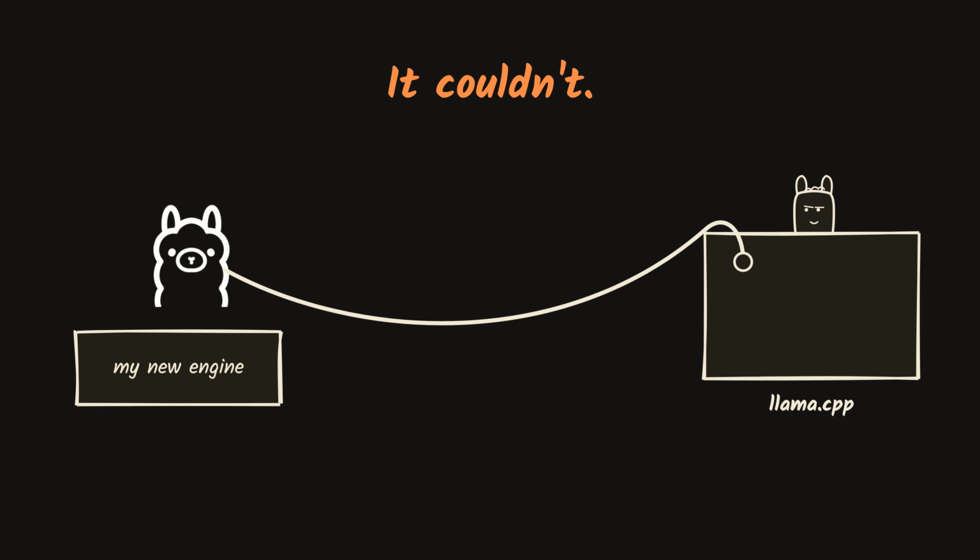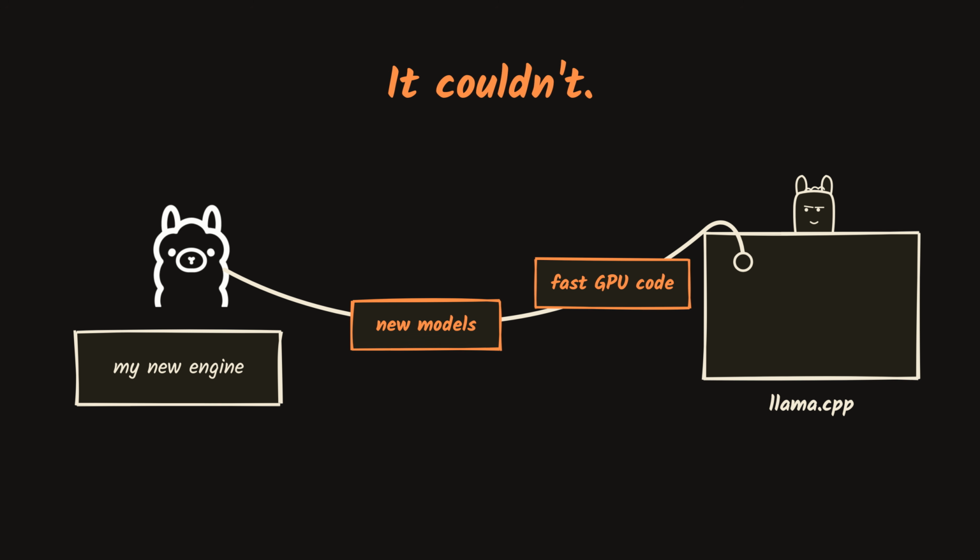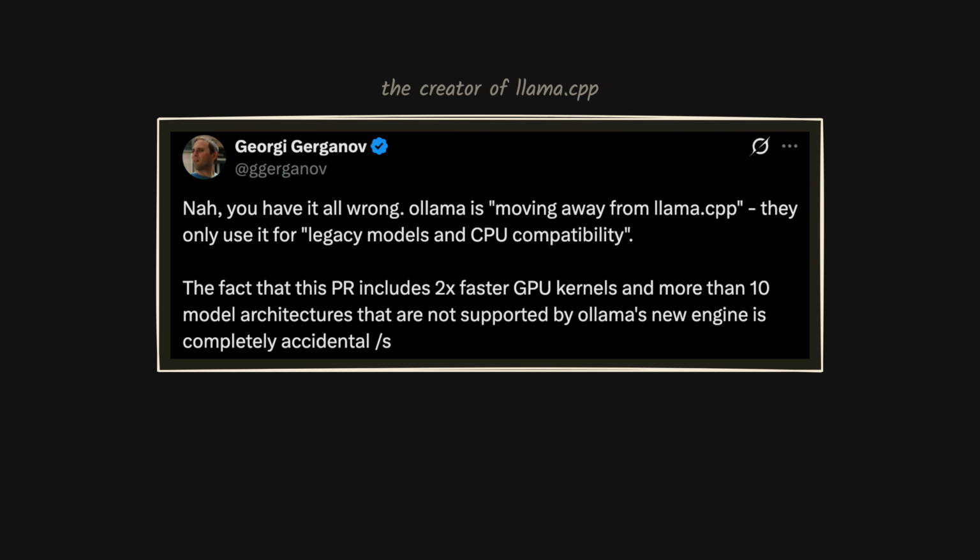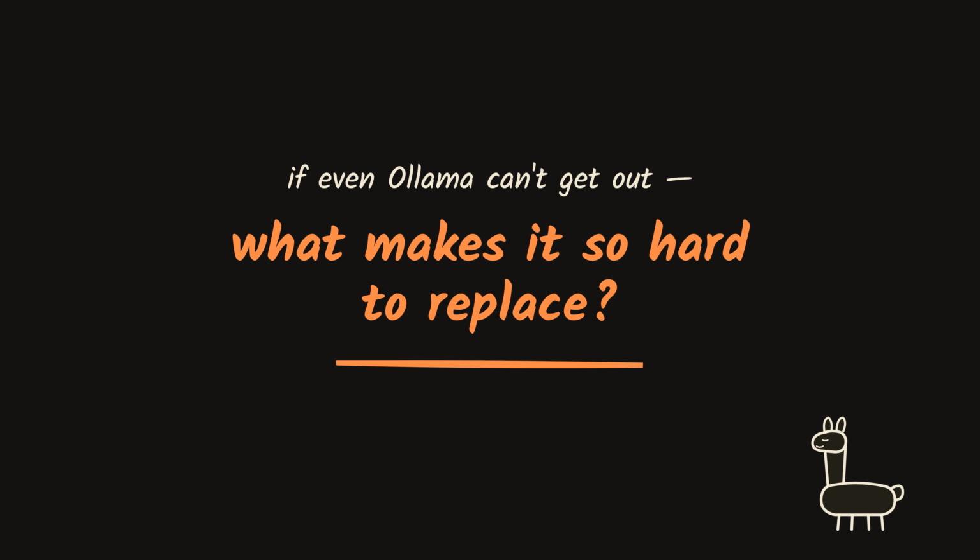It couldn't. That engine still reaches back into Llama.cpp for the hard parts, the fast GPU code and the steady stream of new models it can't yet handle on its own. Llama.cpp's creator caught them at it and ribbed them for it in public. So if even Ollama can't get out, what makes this thing so hard to replace?